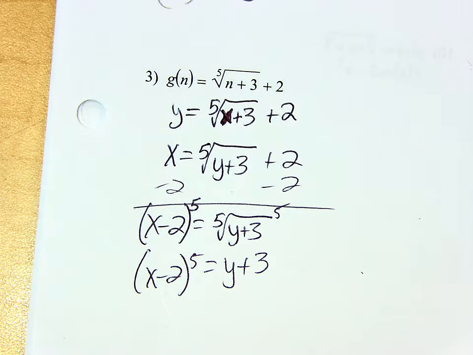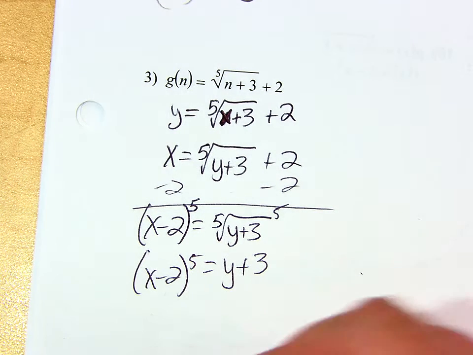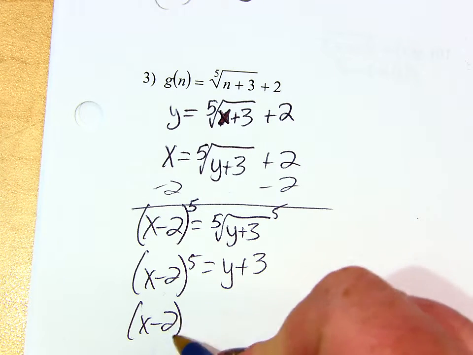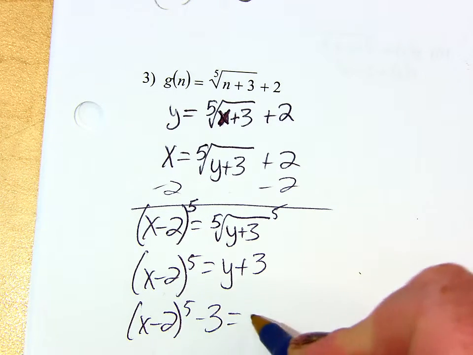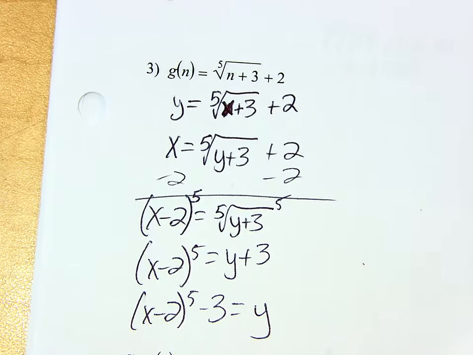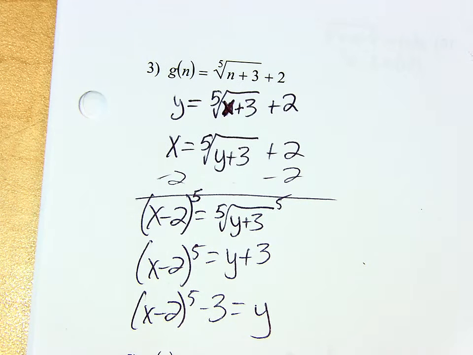You literally have to do the x minus 2 to the fifth? You have to do that. No! I just have to write my equation so that y is by itself. So the only thing left to do is minus the 3. So I'll have x minus 2 to the fifth minus 3. And there is my inverse function.